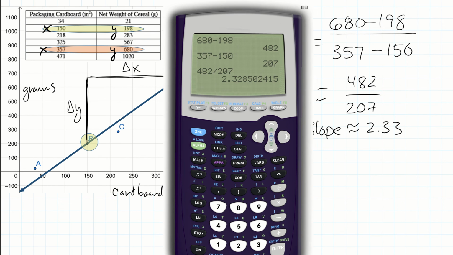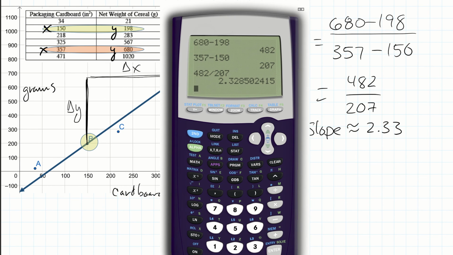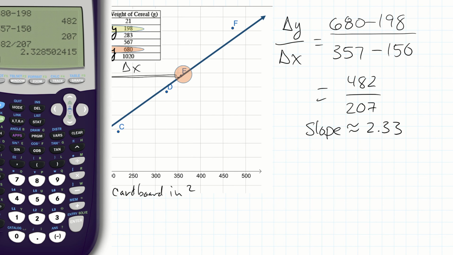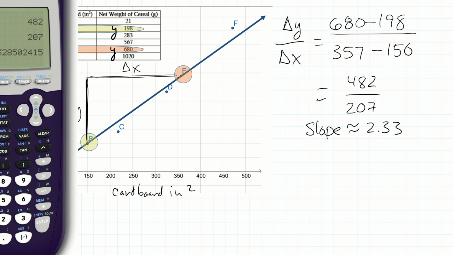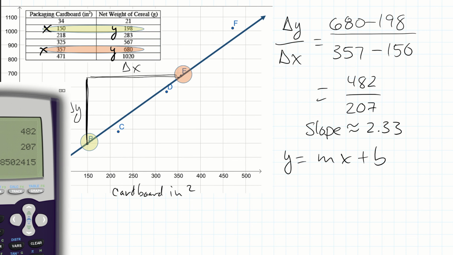So I still don't know the y-intercept. I can see the y-intercept's negative and it's past 100 here. So let's go ahead and calculate the y-intercept. We'll do the same thing. We'll write y equals mx plus b. I'll use point B, which is this one, to figure out lowercase b, my y-intercept parameter. So I'm going to write y, which is 198, equals m, which is about 2.33, times x, which is 150, and then plus b.